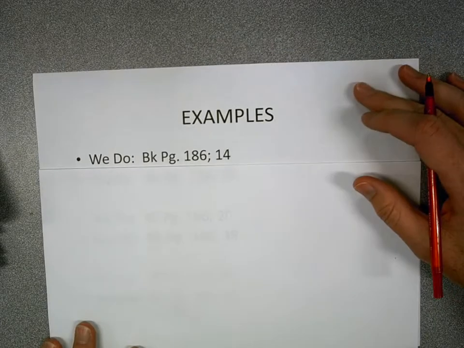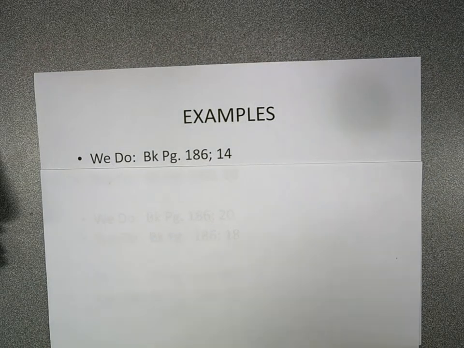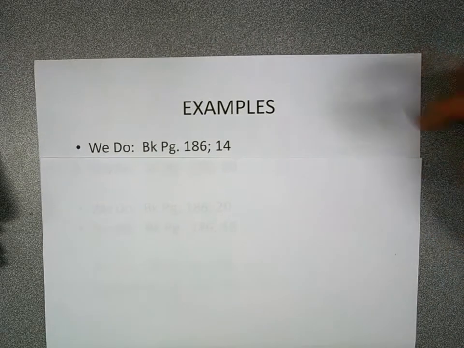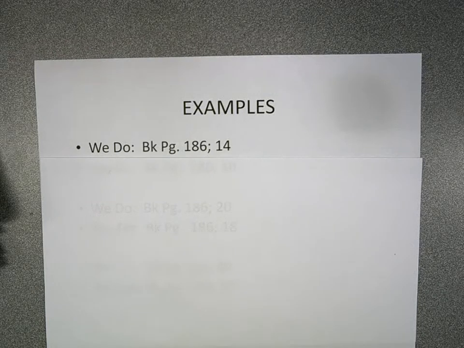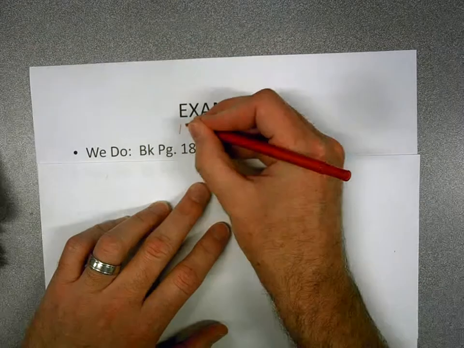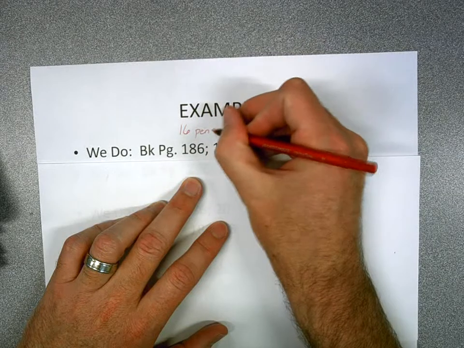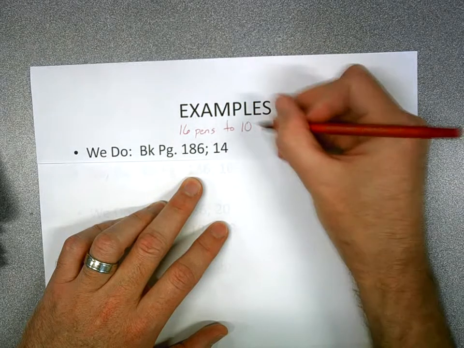All right, let's take a look at book page 186. So if you don't have your book out, go ahead and get it out, book page 186, and let's take a look at problem number 14. So go ahead and get out your paper if you don't have it out. First and last name, period, assignment number on the top, date. Okay, so here we go. Number 14. I'll go ahead and write it down for those of you that are still taking your book out. We have 16 pens to 10 pencils.